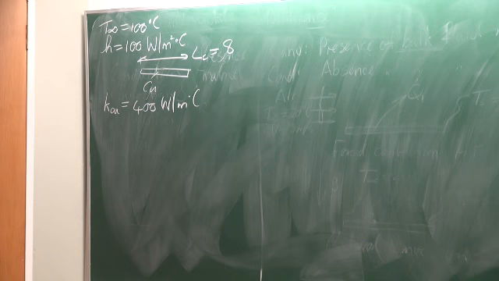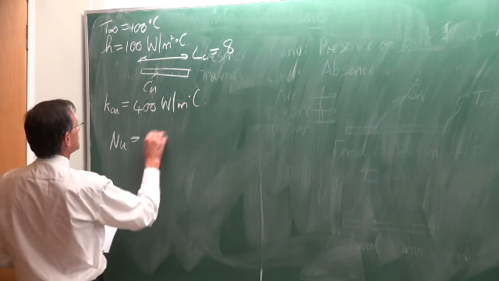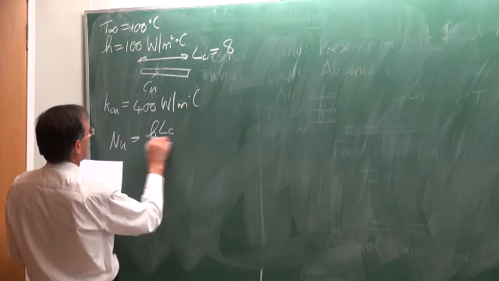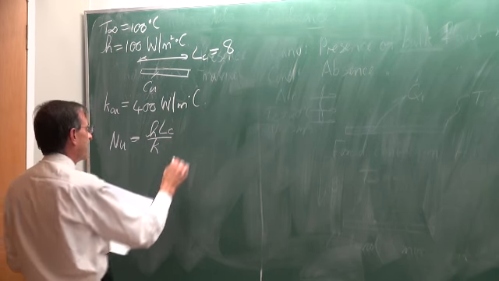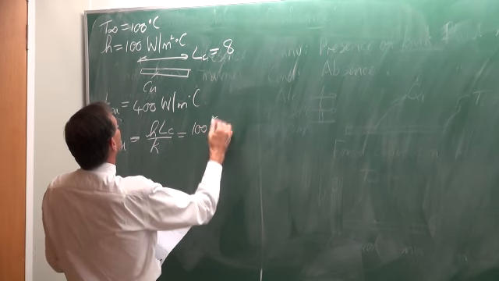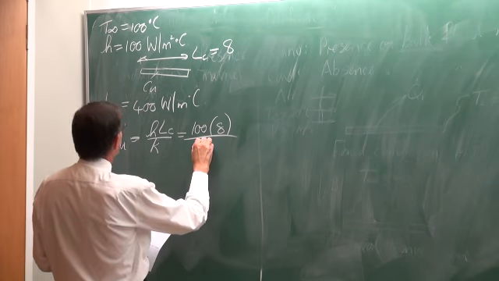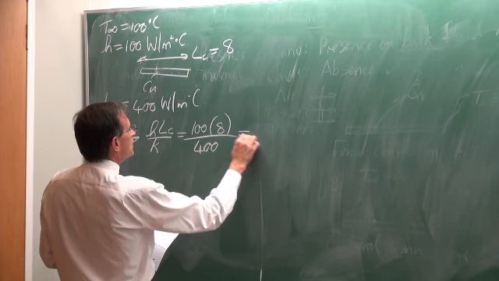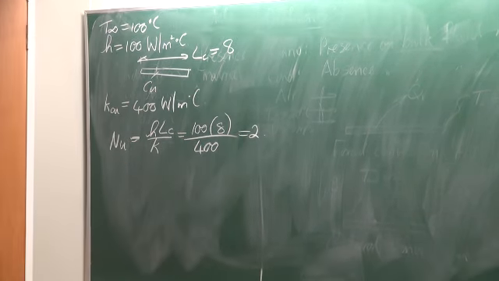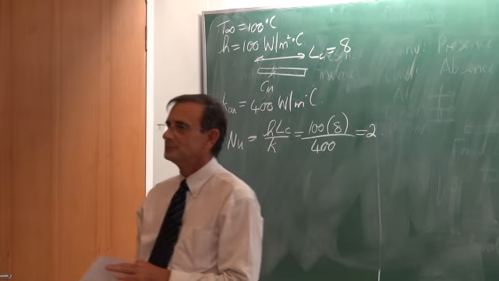Simple, isn't it? Okay, the Nusselt number is equal to the heat transfer coefficient multiplied by the characteristic length divided by k. Heat transfer coefficient is 100, the characteristic length is 8 and k is 400. So the Nusselt number is equal to 2. You happy with that? Who said no?